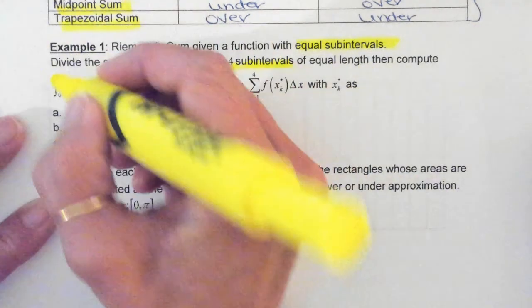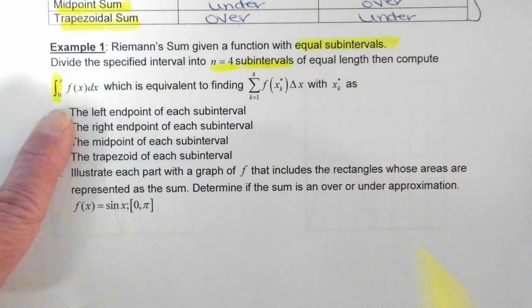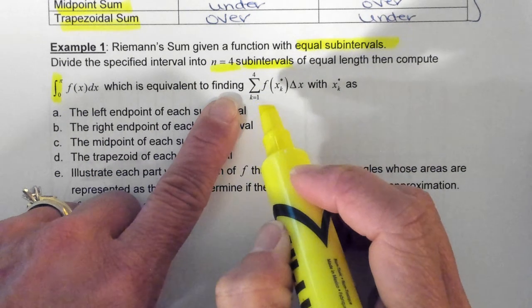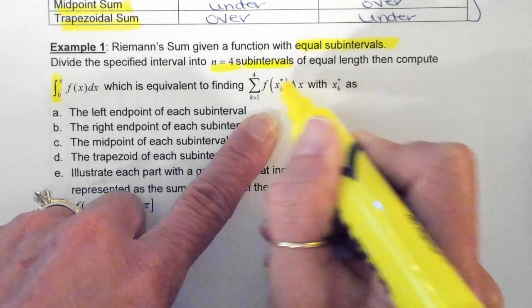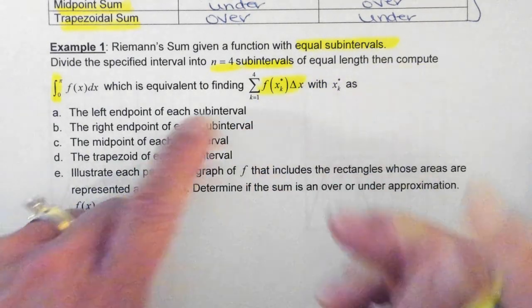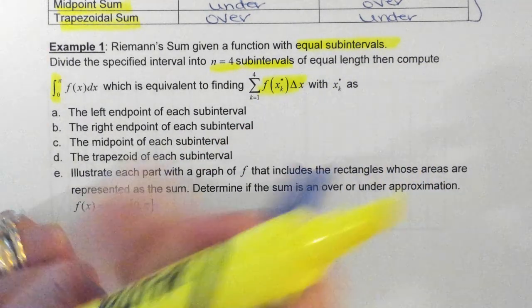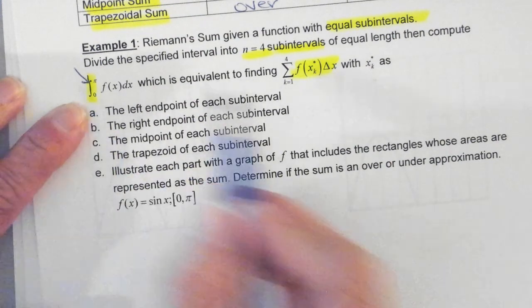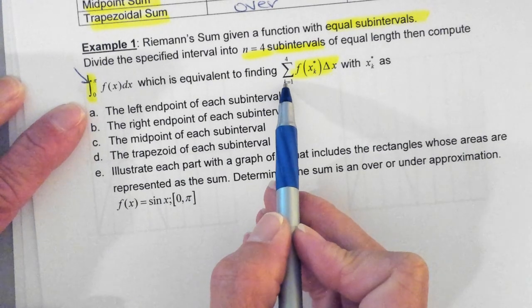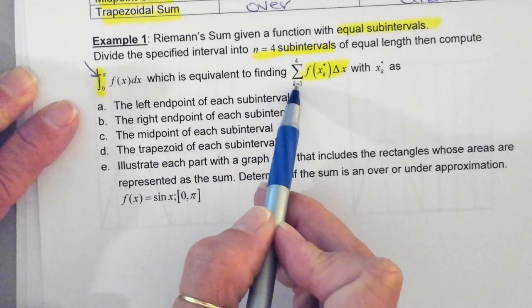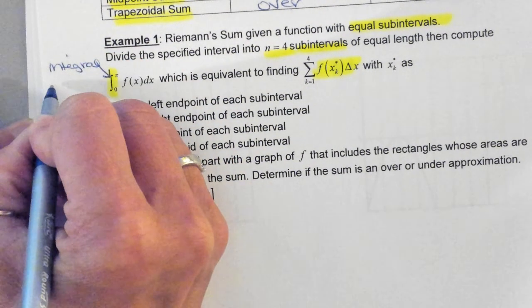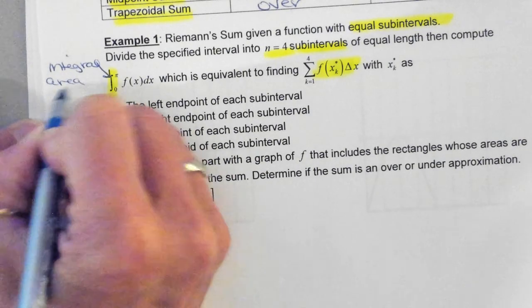Then compute, and this is what I want to talk about right here, the integral from 0 to pi of the function, which is equivalent to finding the sum from 1 to 4 of basically the areas of the rectangles, which is what this is. I just want to show you what each piece means. Everybody look up here. This right here is known as an integral, and it is the same thing as finding the sum of all the areas of the rectangles, but we're going to get into this once we get past the Riemann sum. This here, the integral, means the area under the curve.